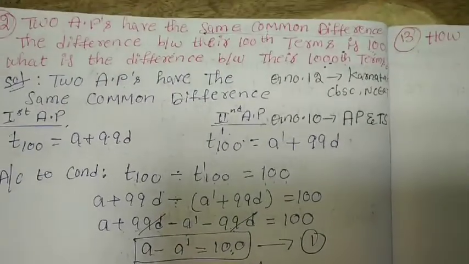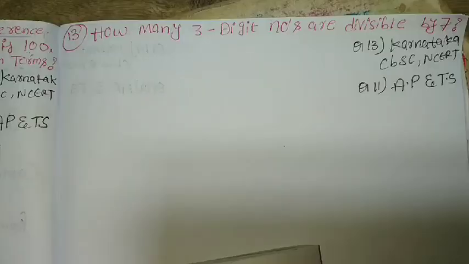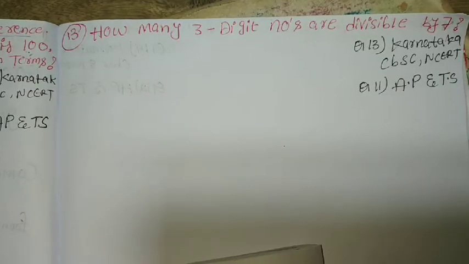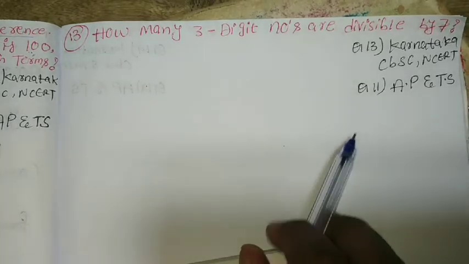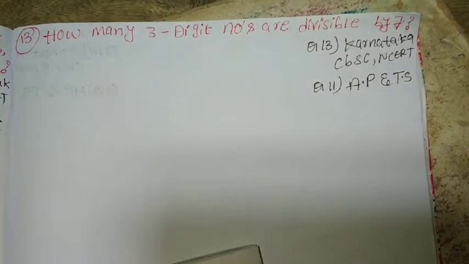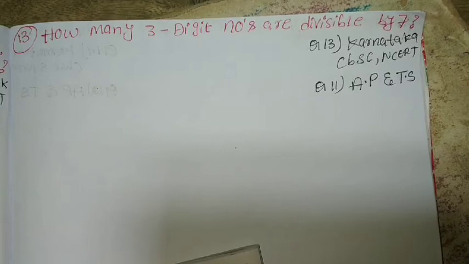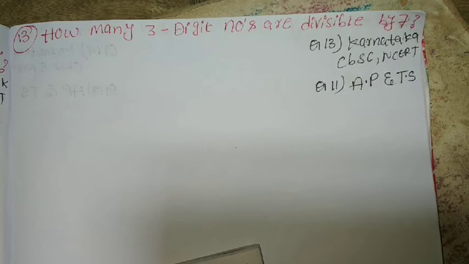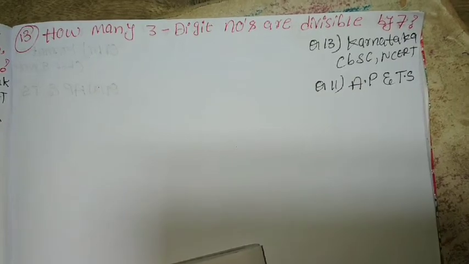I too like it. Let's start the next, 13th question. Question number 13 is for Karnataka, CBSE and NCERT students. But question number 11, which is not an arithmetic progression, is for Andhra Pradesh and Telangana state students. Let's start. What is given here?